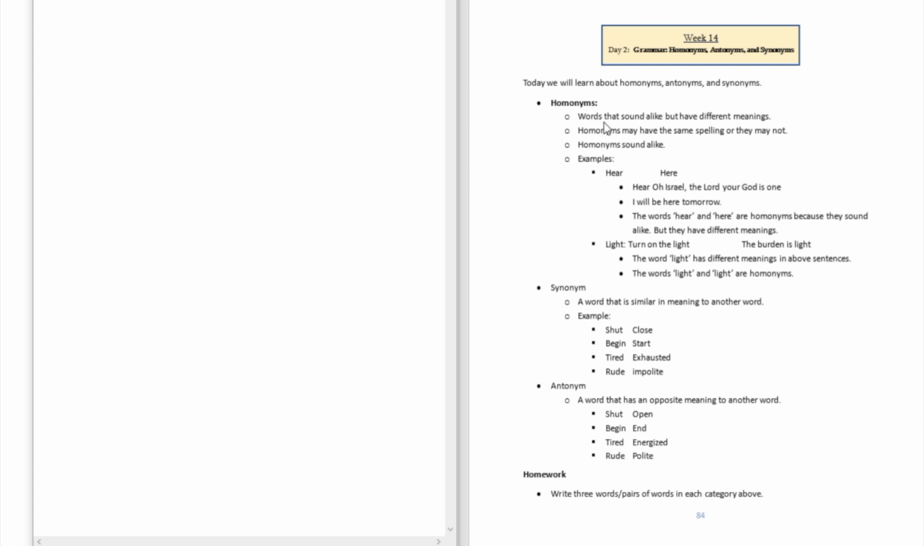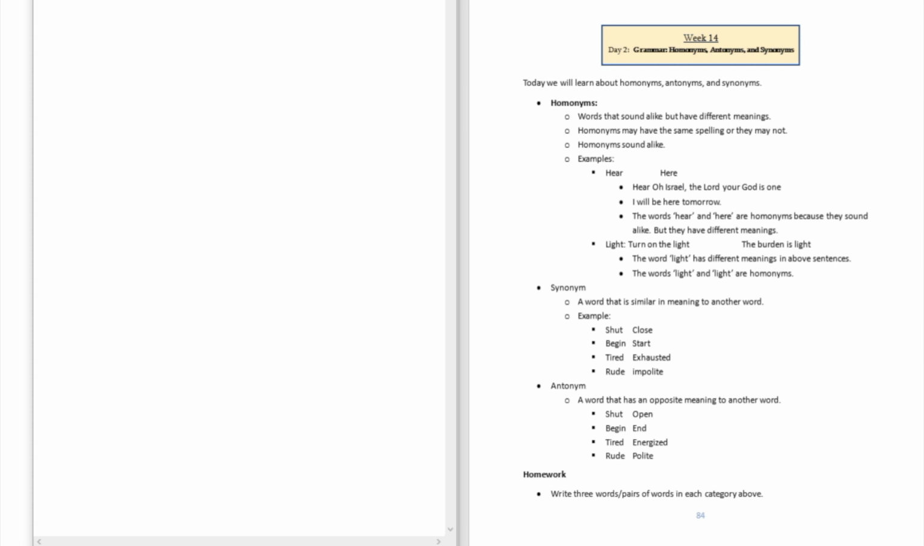Well, a homonym is going to be a word or collection of words that sound alike but have different meanings. Alright? So when you have two words that sound alike but they have different meanings, you call those things homonyms. An example of those kind of words would be the word here as in H-E-A-R and here as in H-E-R-E. Both of them sound alike.